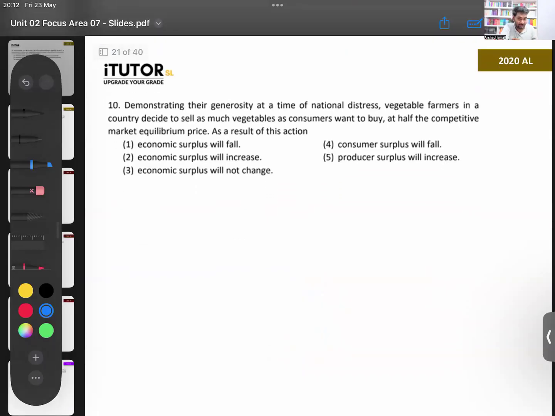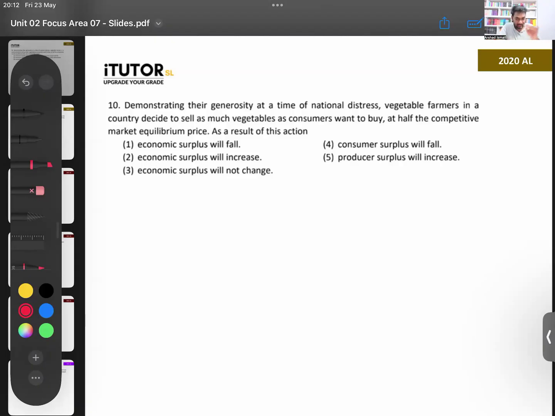This is a very interesting question, Lamai. Listen. They're saying, demonstrating their generosity at a time of national distress. I think this is the most interesting question out of all of this. Vegetable farmers in a country decided to sell as much vegetables as consumers are willing to buy at half the competitive market price. As a result of this, what will happen? They're saying economic surplus will fall, it will increase, won't change, consumer surplus will fall, we'll see.